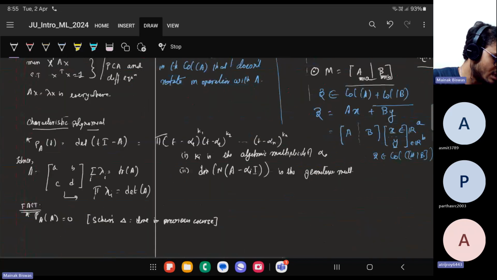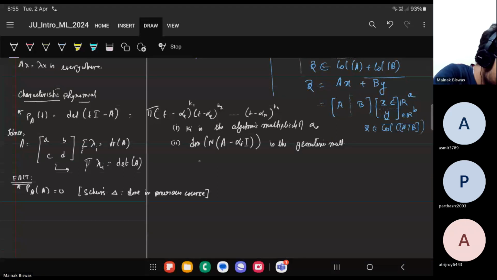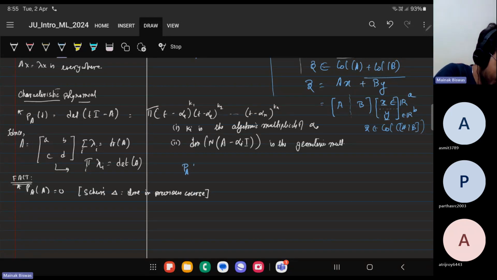If it is not, let us see in this question. Say you have a matrix A. The determinant of tI minus A is defined as the characteristic polynomial of matrix A, written P_A(t).